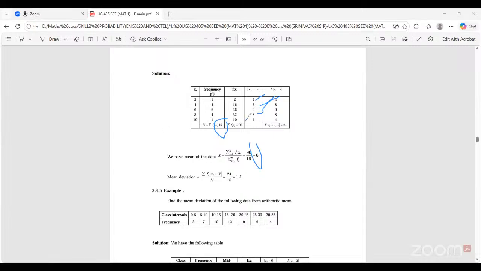So modulus means we take the positive value. Now f times the modulus: 1 into 4 is 4, 4 into 2 is 8, 6 into 0 is 0, 4 into 2 is 8, 1 into 4 is 4. The total is 24. So 24 divided by 16 is 1.5. We can write that here.